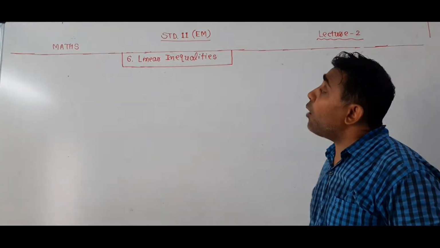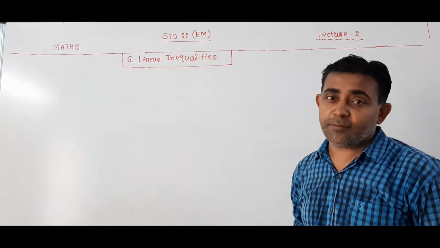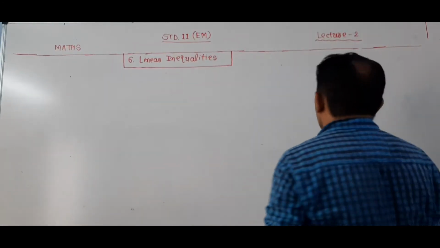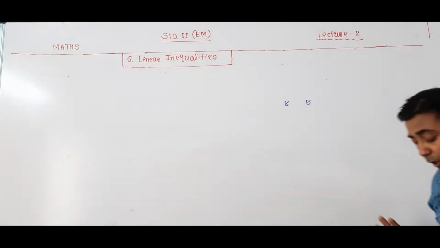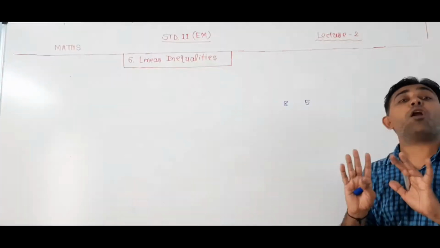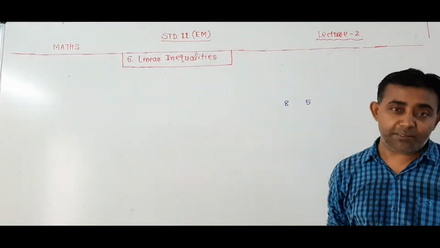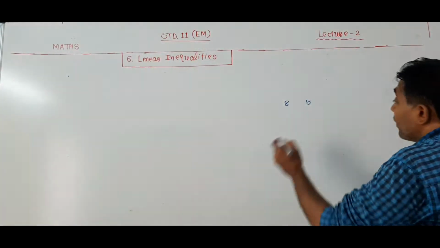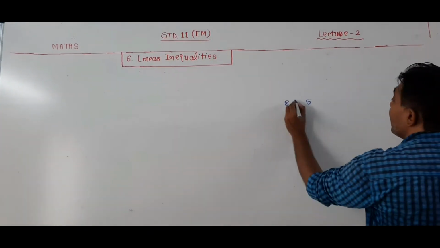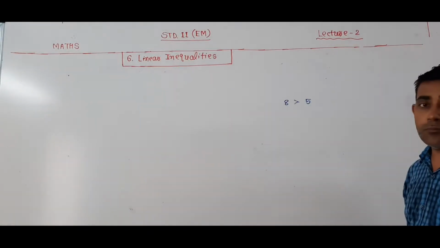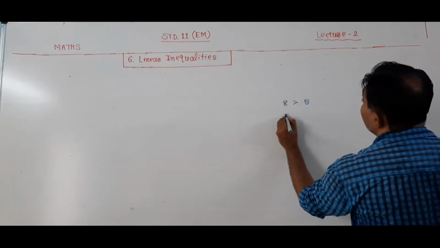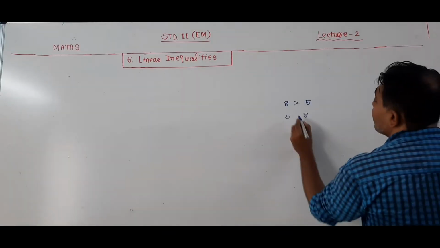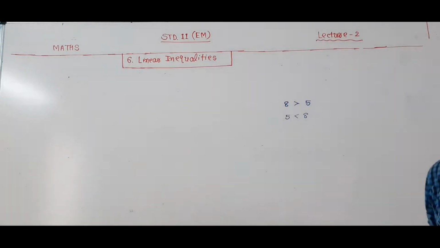In this chapter, we have to learn about inequalities. Right? What is inequality? For example, I say 8 and 5. Then you know that 8 and 5 are not equal. It means unequal, not equal. But what is the relation between them? Then you can say that 8 is more than 5. So yes, 8 is more than 5 is the relation between 8 and 5. Okay, what is the relation between 5 and 8? You can say that 5 is less than 8. So these are the relations between these two numbers.